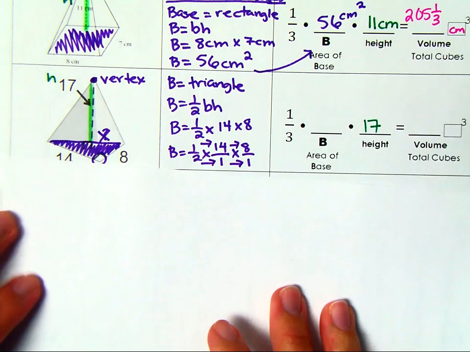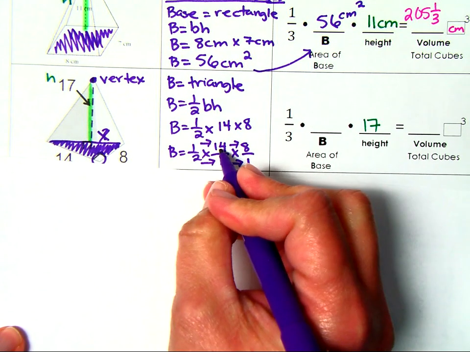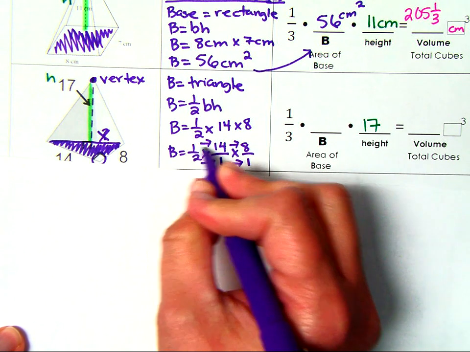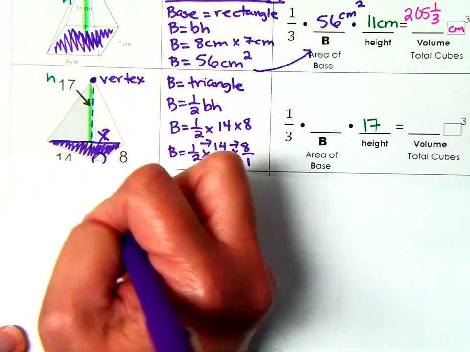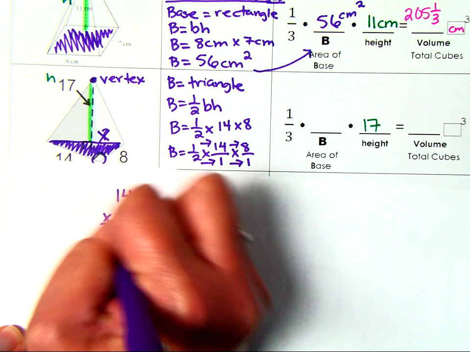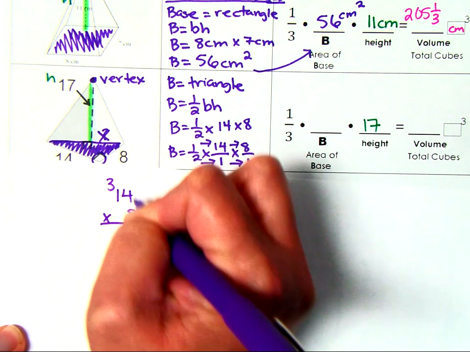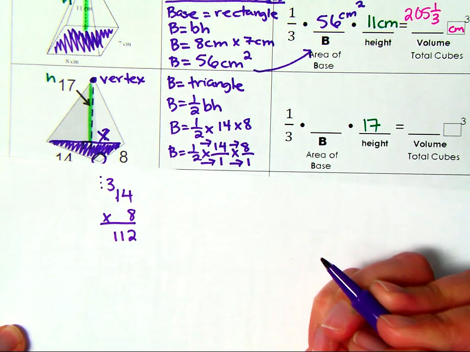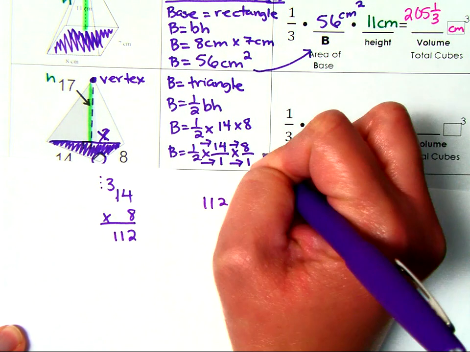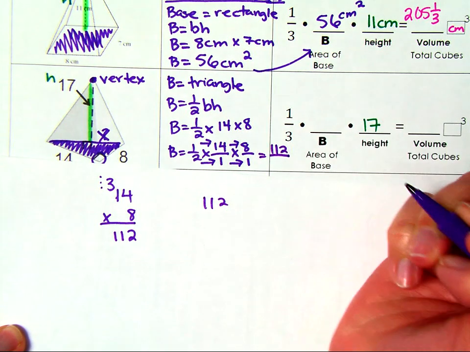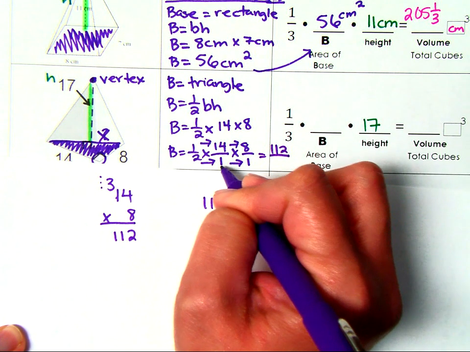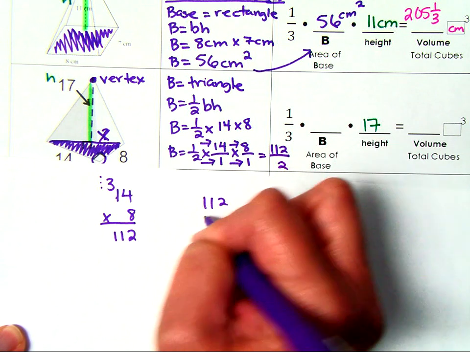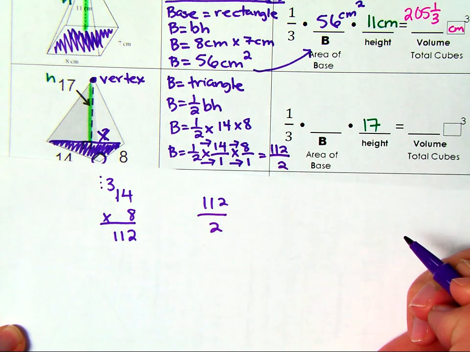Okay? So 1 times 14 times 8. Well, 1 times 14 is 14. So let's see, 14 times 8. 8 times 4 is 32. 8 times 1 is 8. 9, 10, 11. So it's 112. So 112 over 2 times 1 is 2. 2 times 1 is 2 again. So 112 divided by 2.